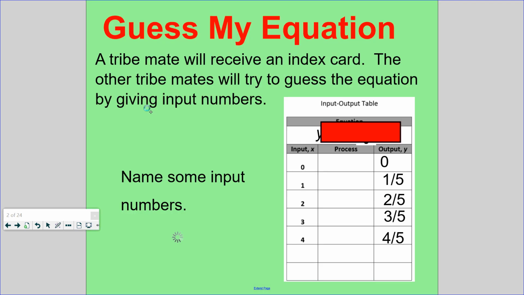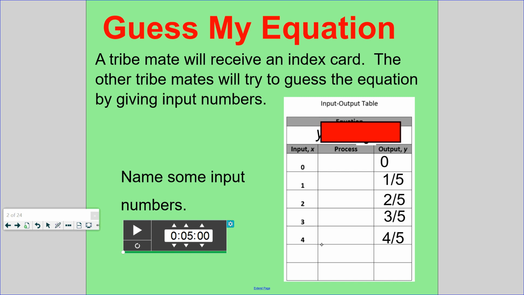So in this activity, you are going to be doing something called Guess My Equation. You will receive an index card. The other teammates will try to guess the equation by giving input numbers. So if you input a 0, you come out as a 0. If you input a 1, it comes out as a fraction, 1/5. 2 will become 2/5. 3 will become 3/5. 4 will become 4/5. How is this possible?